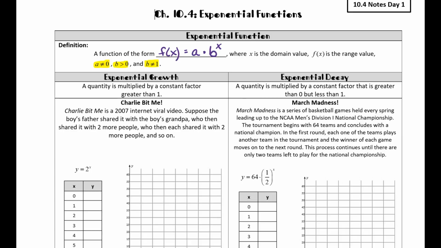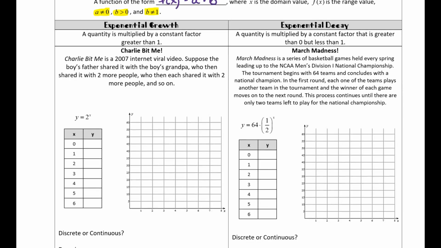So there are two types of exponential functions: exponential growth and exponential decay. Exponential growth is when you are multiplying by a constant factor that is greater than 1. So think of times 2, times 3, times 4, times 100. That's going to give you an exponential growth function. An exponential decay function is when you're multiplying by a constant factor that is greater than 0 but less than 1. So think of when you multiply by 1/2 or 1/3 or 2/3 or 5/6. It's those fractions and decimals in between 0 and 1.